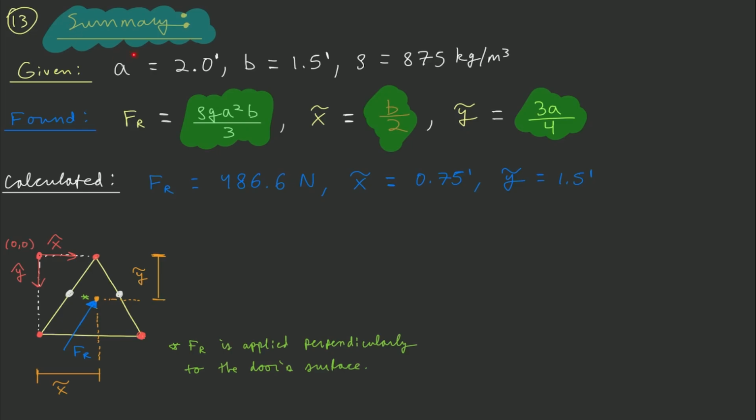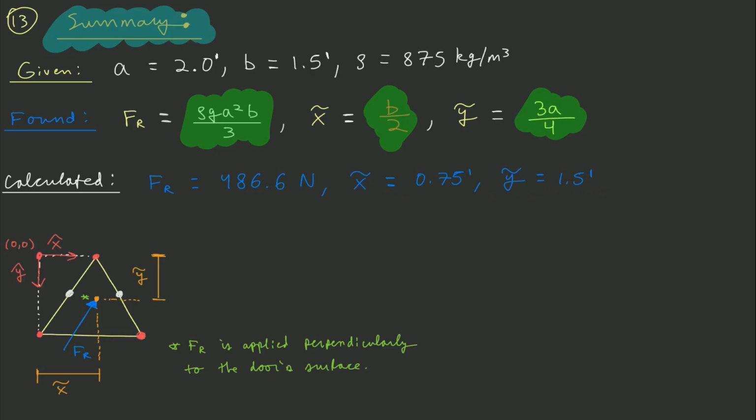So in summary, we are given that a is equal to 2 feet, b is equal to 1.5 feet, rho is equal to 875 kilograms per cubic meter, which is the density of crude oil. And we found through calculation that F_R is equal to the quantity rho g a squared b over 3, x tilde is equal to b over 2, and y tilde is equal to 3a over 4. Combining these givens and these found, we find that the resultant force is equal to 486.6 newtons, x tilde is equal to 0.75 feet, and y tilde is equal to 1.5 feet.